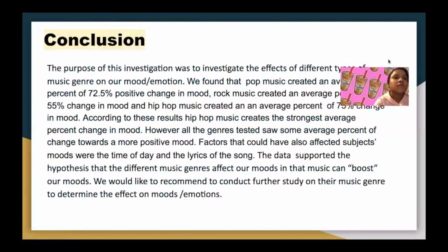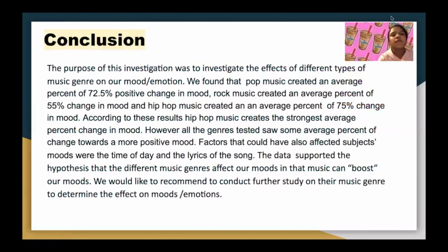Conclusion. The purpose of this investigation was to investigate the effects of different types of music genre on our mood/emotion. We found that pop music created an average percent of 72.5% positive change in mood, rock music created an average percent of 55% change in mood, and hip-hop music created an average of 75% change in mood. According to these results, hip-hop music creates the strongest average percent change in mood.